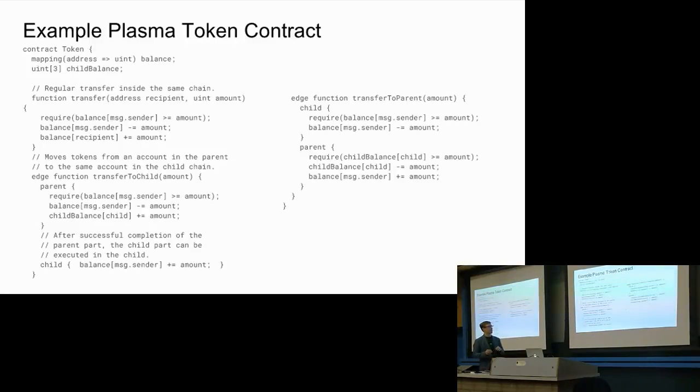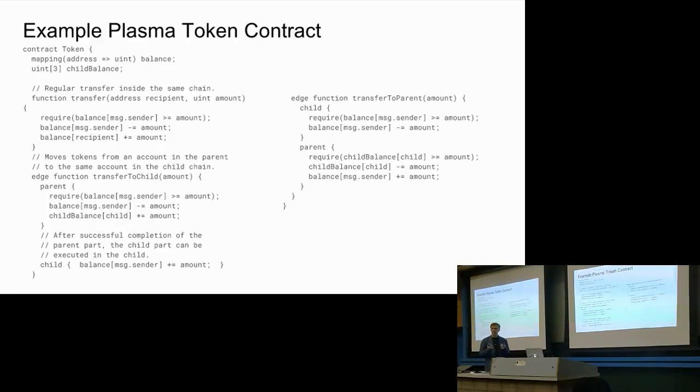And that's where it stops for the parent. The parent will, using events, register that this happened on the parent, and then the system has to wait for the child to acknowledge the block where this transaction is present in the parent. So it has to wait for a transfer of the state from the parent to the child. And then this part can be executed on the child.